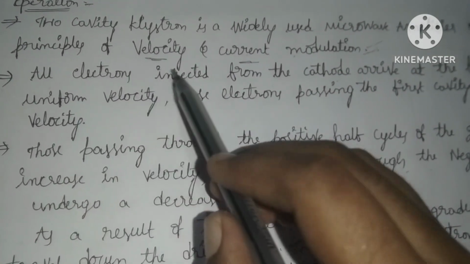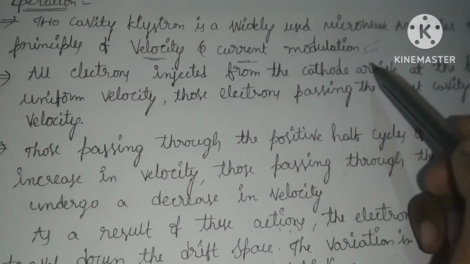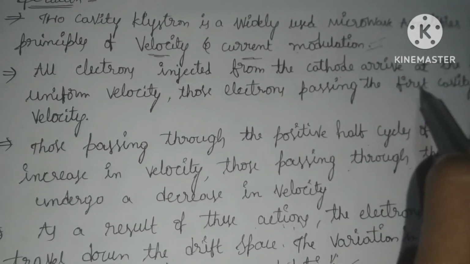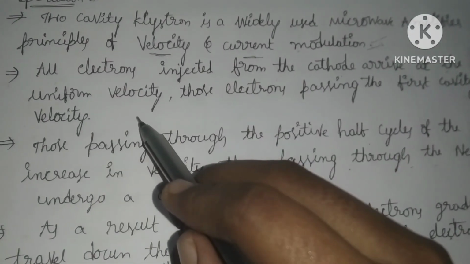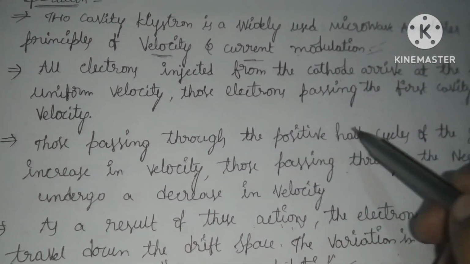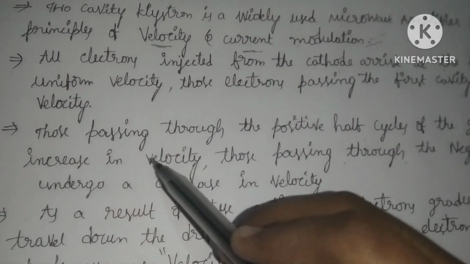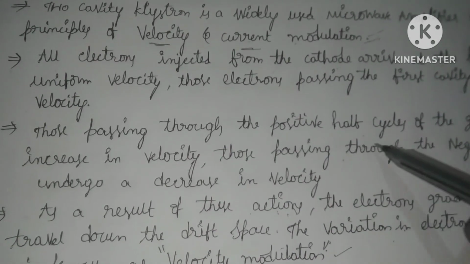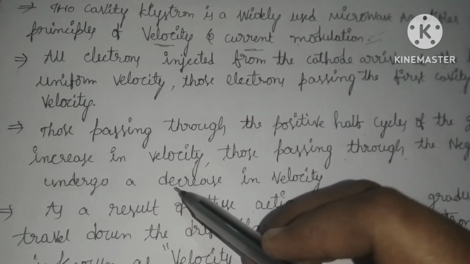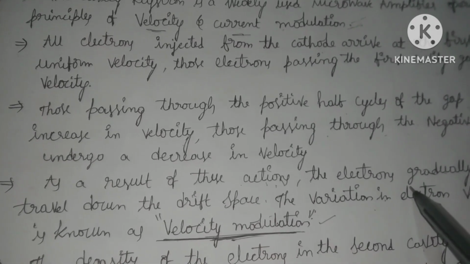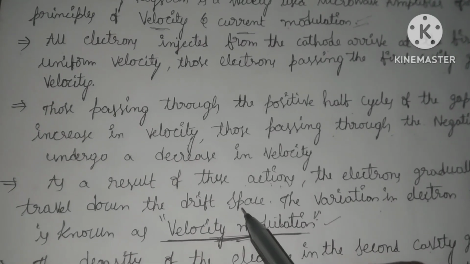Here all electrons injected from the cathode arrive at the anode with uniform velocity. Those electrons passing through the first cavity with uniform velocity, and those passing through the positive half cycles of the RF input, undergo an increase in velocity, and those passing through the negative half cycles undergo a decrease in velocity. As a result of these actions, the electrons gradually travel around the drift space.